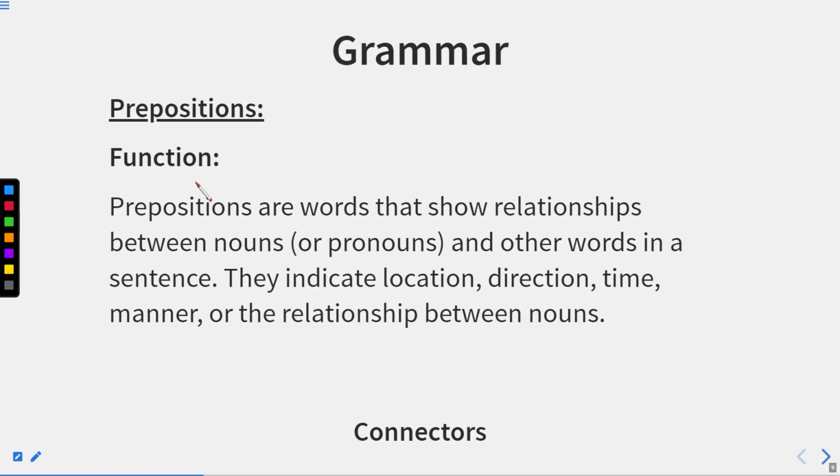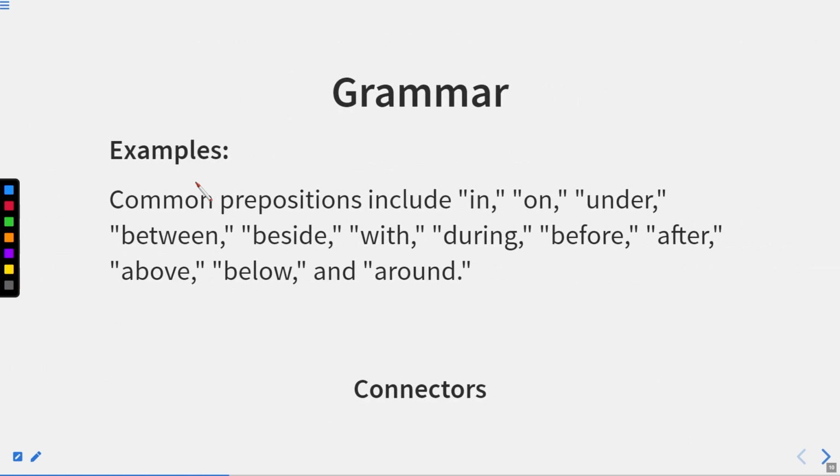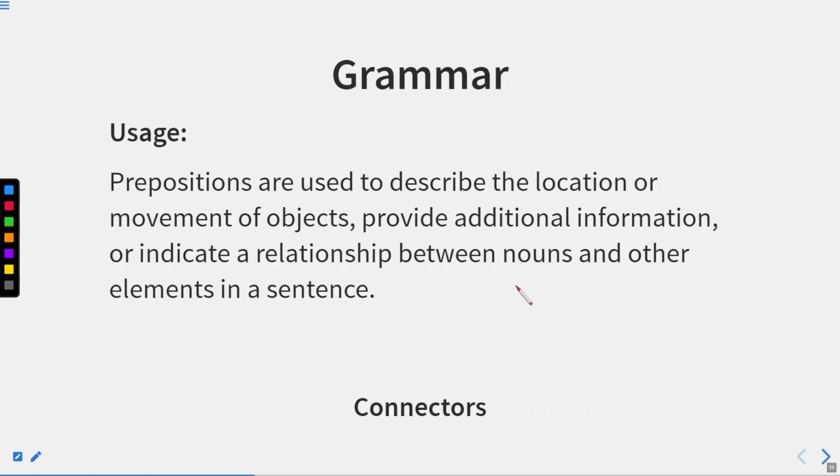But in case of preposition, it is totally different. Common prepositions include in, on, under, between, beside, with, during, before, after, above, below, around, etc. These are some common prepositions. Now, usage of preposition is totally different from that of the conjunction. Prepositions are used to describe the location or movement of objects, provide additional information, or indicate a relationship between nouns and other elements in a sentence. So, this is the role of preposition, which is totally different from that of conjunction, which joins two sentences together or two clauses together.